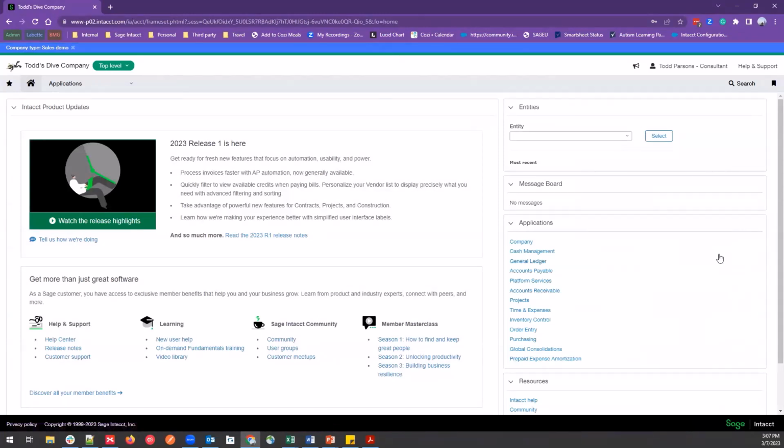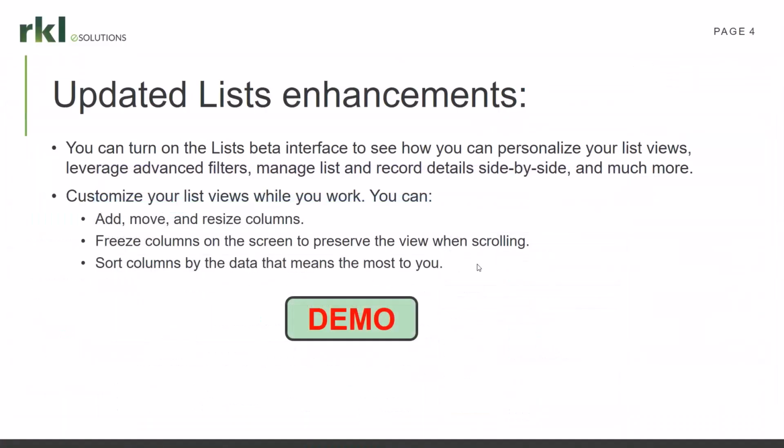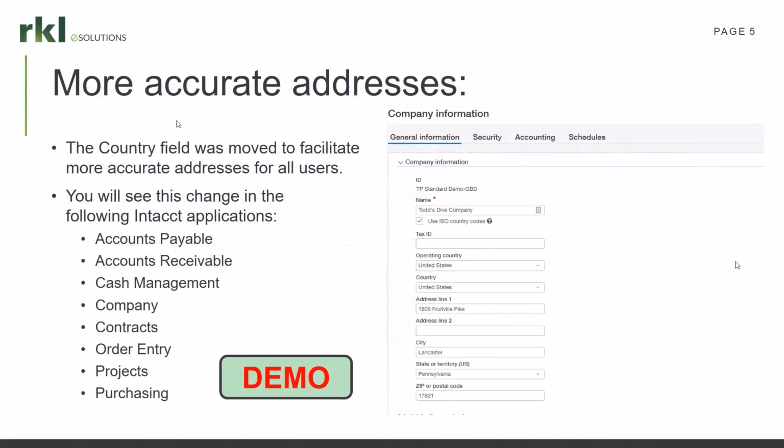Also in the user, let me come down here. Also in the user piece, we have more accurate addresses. It doesn't sound like a big deal, but I know when I'm working on imports and I'm like, how the heck is this done for Canada? Well, now it's a little bit easier to identify those. They've moved the country code up here. And once you set the country code, if it's one that has different states and territories, it will allow us to have the drop down and see those.